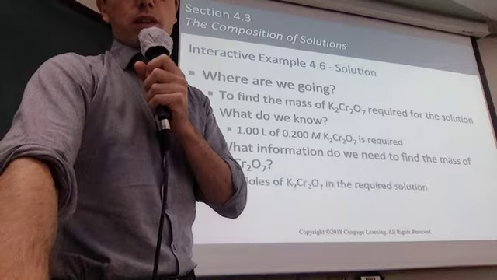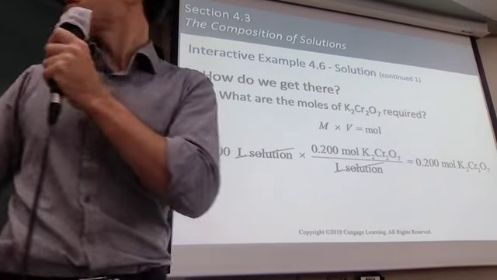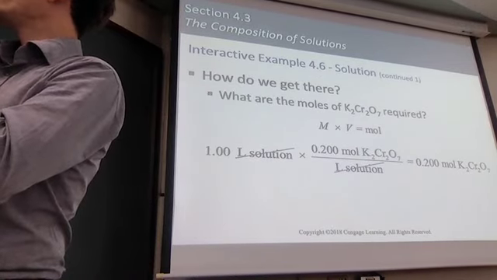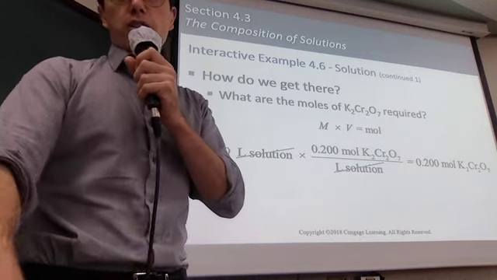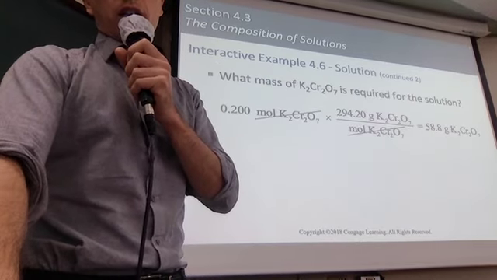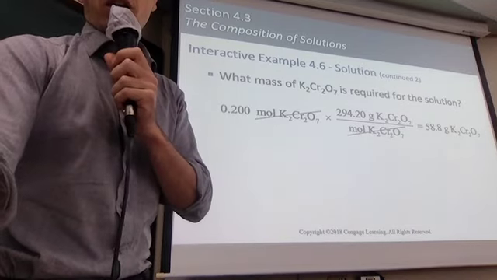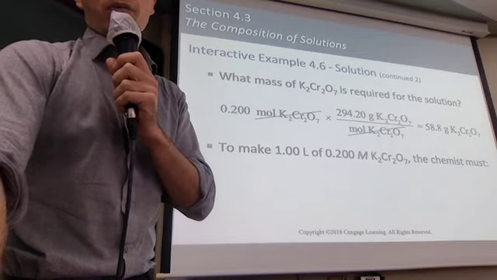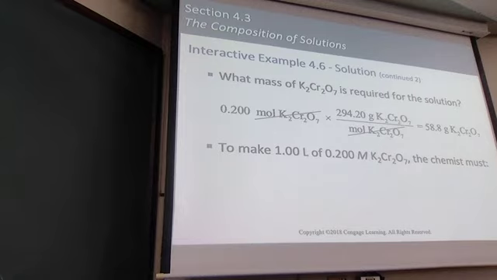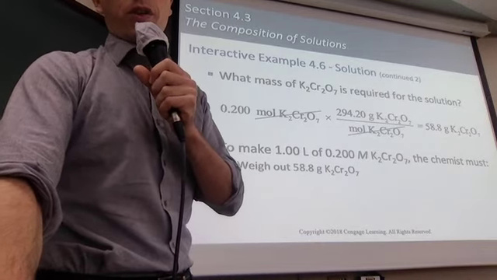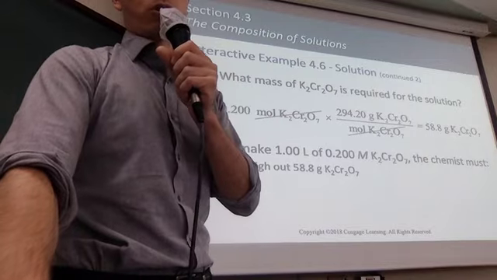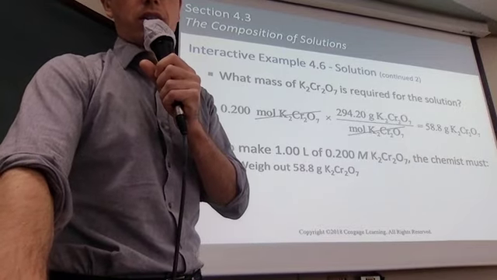So we start with this first equation. We multiply the volume with the concentration to get the mole number, 0.2 mole. And now we just multiply this by the molar mass to get the mass, which is 58.8 gram. So in order to prepare 1 liter of this solution, you have to weigh this amount, put it into the flask, dissolve it in water, and then bring up the water to 1 liter. This is how you can prepare a 0.2 molar solution of potassium dichromate.